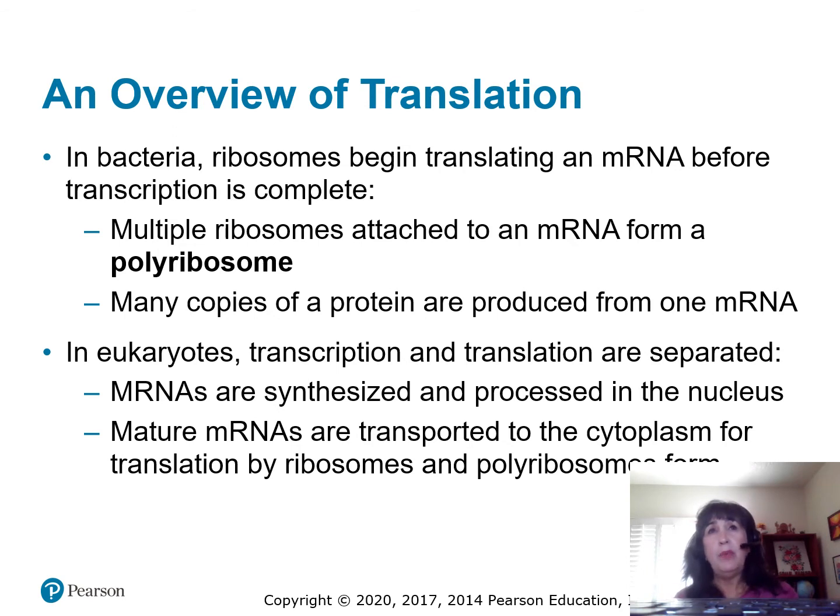In bacteria, ribosomes begin translation on messenger RNA before transcription is complete. In other words, they're happening at the same time, simultaneously. This is because there is no nuclear membrane. So we can have multiple ribosomes attached to messenger RNA, just like we saw in the previous diagram, and this is called a polyribosome. This is like making many copies, or me going to the copy center and asking for 7 copies. So many copies are being made at one time.